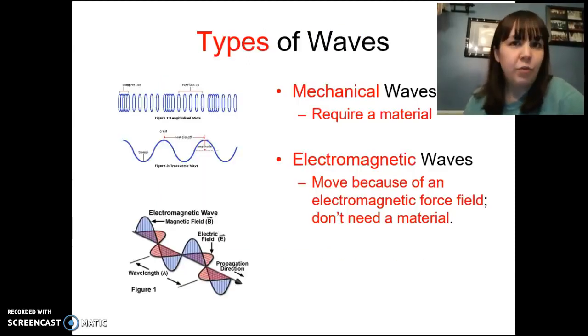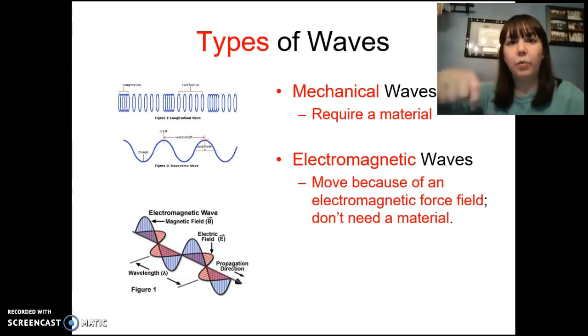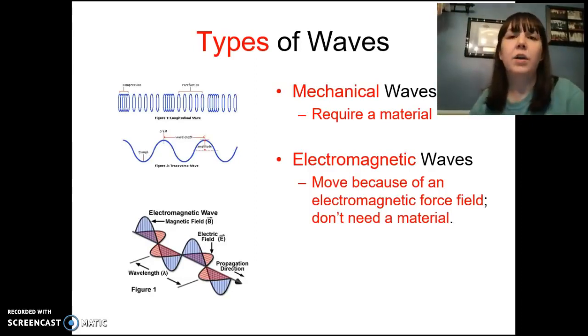We can categorize waves based on what kind of material they need to move through, or actually whether they need a material at all. Mechanical waves have to have some kind of a material to go through. Think about taking a rope and flicking the rope, and you see the little wave moving down the length of the rope. When you get to the end of the rope, the wave stops. It doesn't move just out into nothingness. It stops with the end of the rope. That's a mechanical wave. It has to have some kind of material to move through.